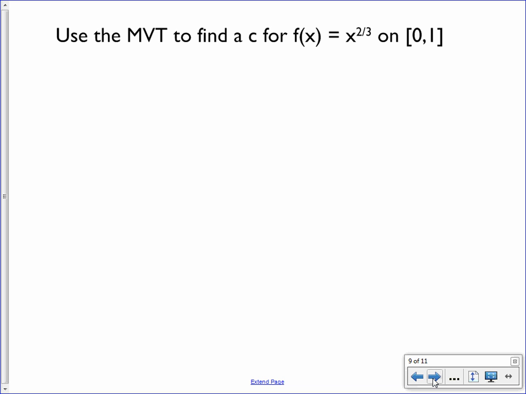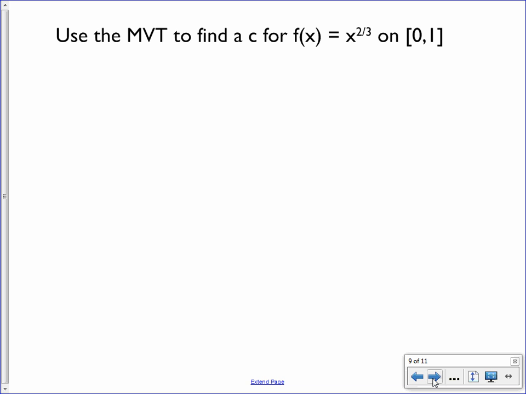Okay. Mean value theorem for f of x is x to the 2/3 on the interval 0 to 1. Does that x equals 1 mean that's the point where the instantaneous rate of change is the same as the average rate of change? That is the x value where our derivative is 3, and we found that because our average rate of change is 3.